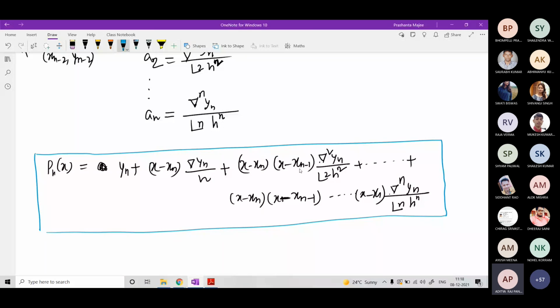Let us solve one problem. Now, if you want to find the polynomial interpolating the data, it does not matter which formula you are using, Newton's forward difference formula or Newton's backward difference formula. Will that polynomial be different or same? Suppose some data points are given, let's say 5 data points, and you are finding the 4th degree polynomial by Newton's forward difference formula, and someone else is finding the polynomial by Newton's backward difference formula. Will those two polynomials be same or different?